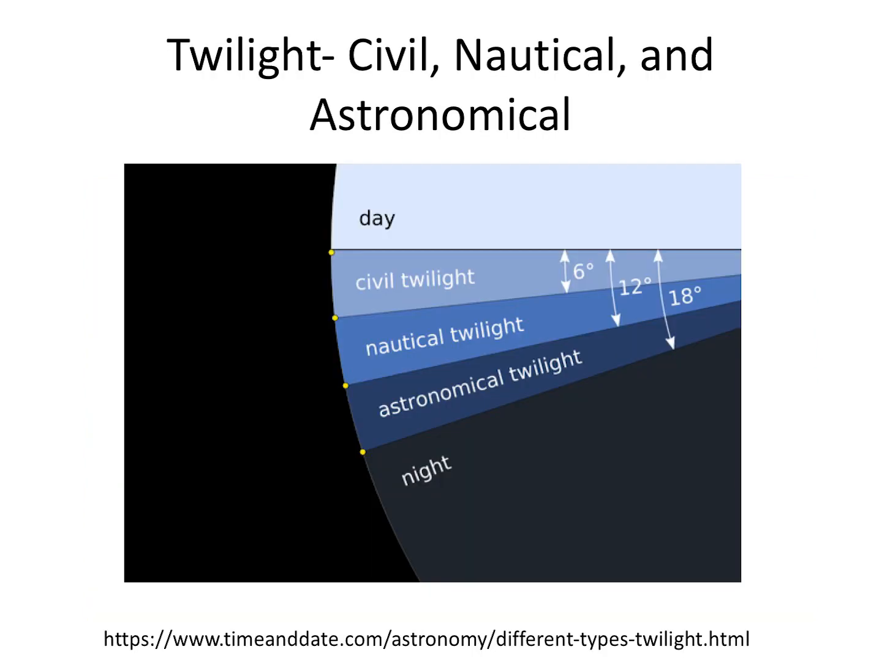Next thing I want to talk about is twilight. And twilight is that time right before sunrise that we start seeing more and more light in the sky. And then at nighttime, right after the sun sets, we have light until it gets entirely dark.